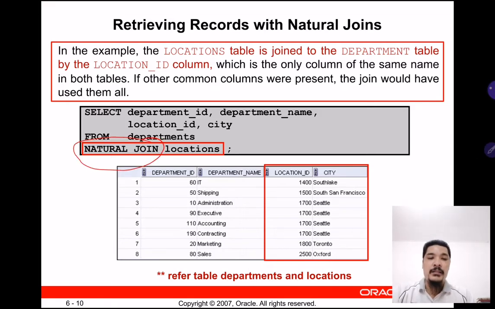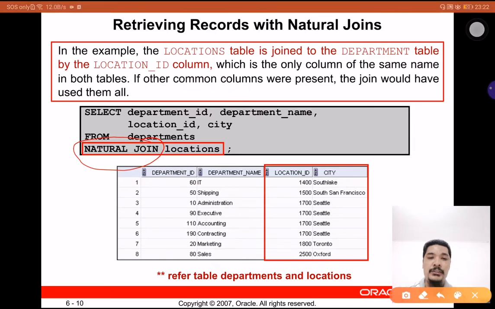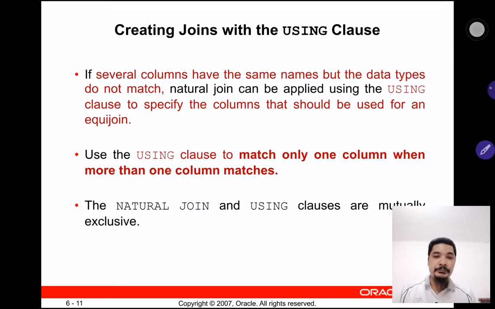In this situation, we display these four columns from the department table and from the joined table. Okay, let's move to the next one.